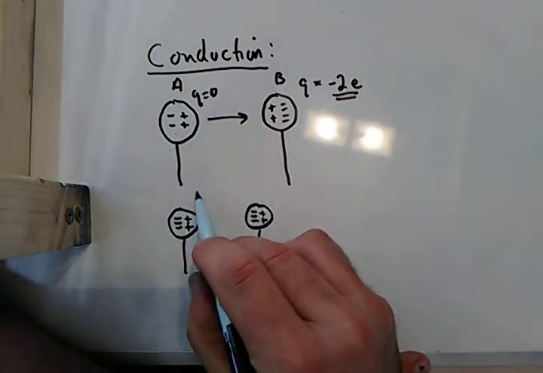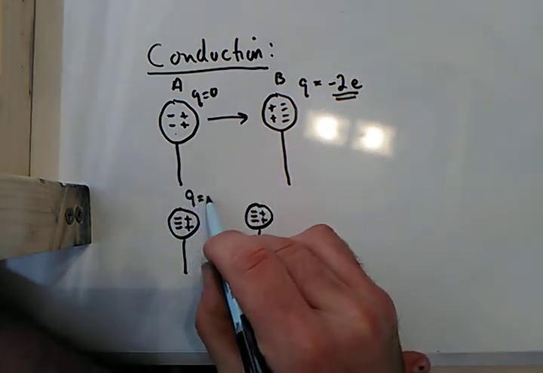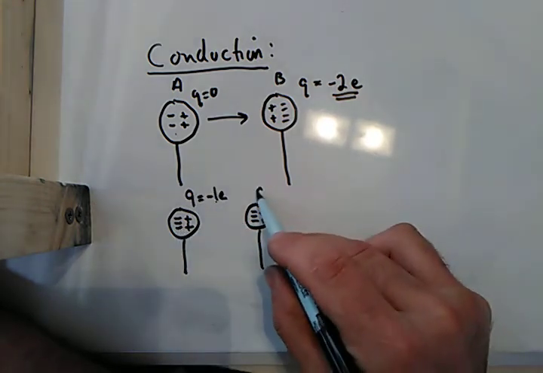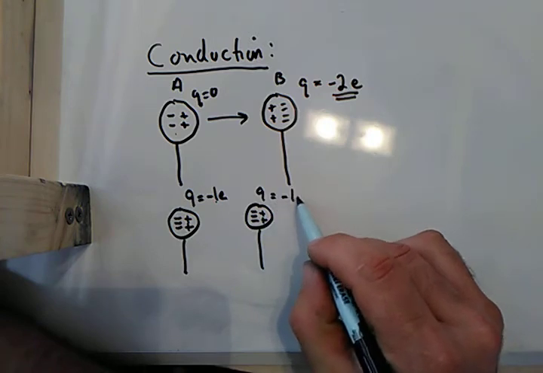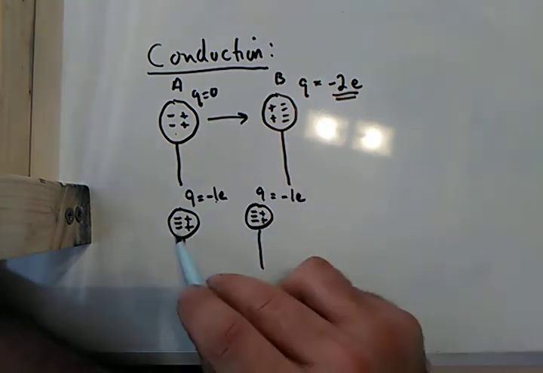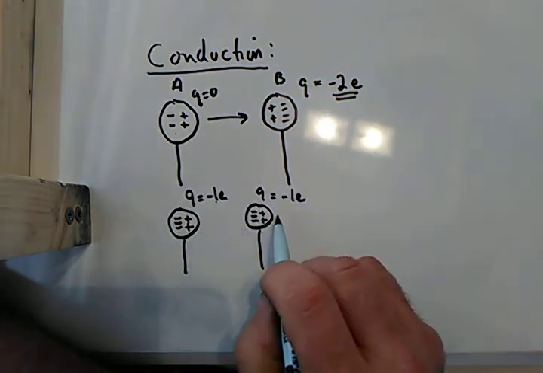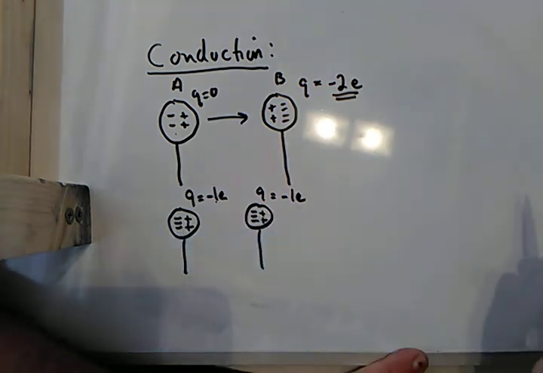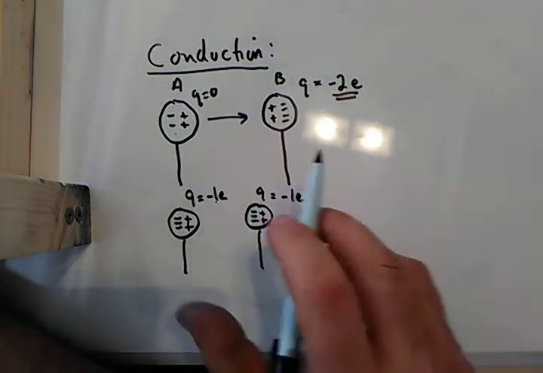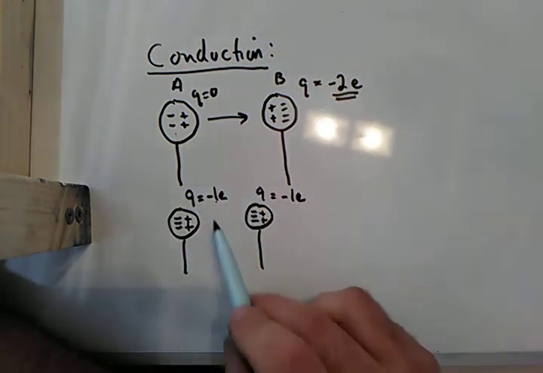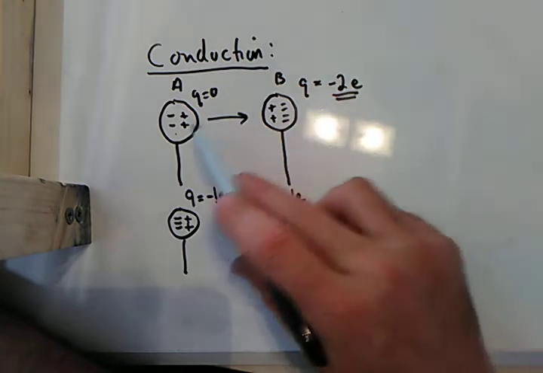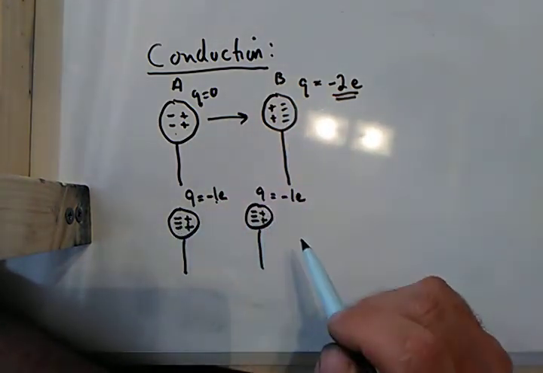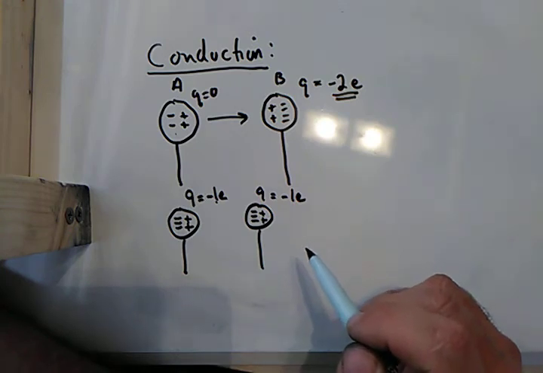So what do I have left? I've got 1 electron extra here, and I've also got 1 electron left here. They become evenly split, and that's important to understand. So I touch them together, they come apart, and the electrons distribute themselves equivalently across both of these metal spheres. An important concept to remember.